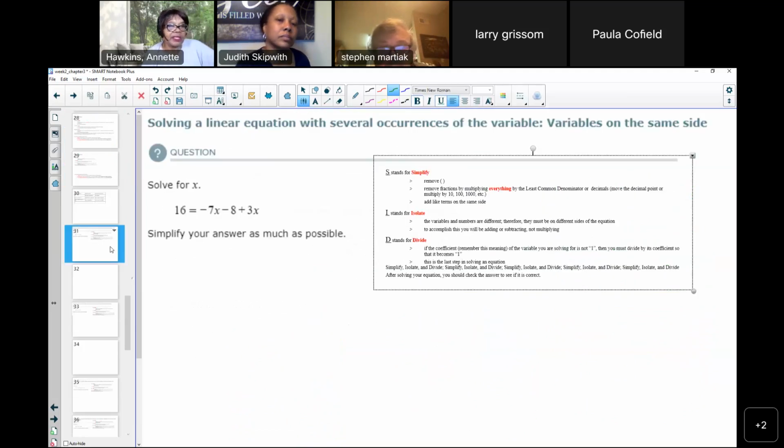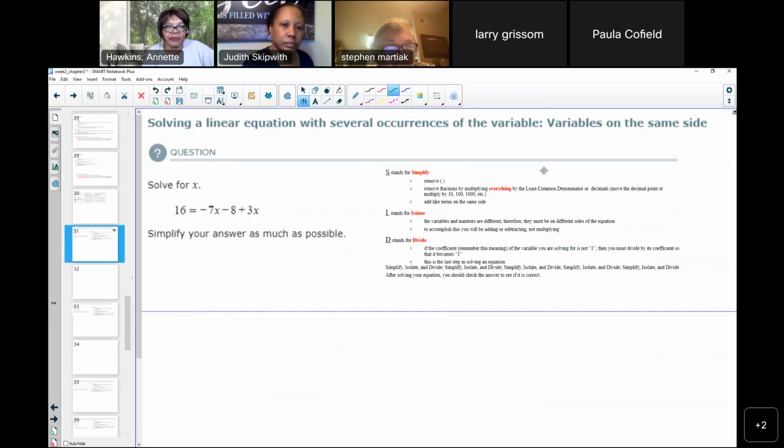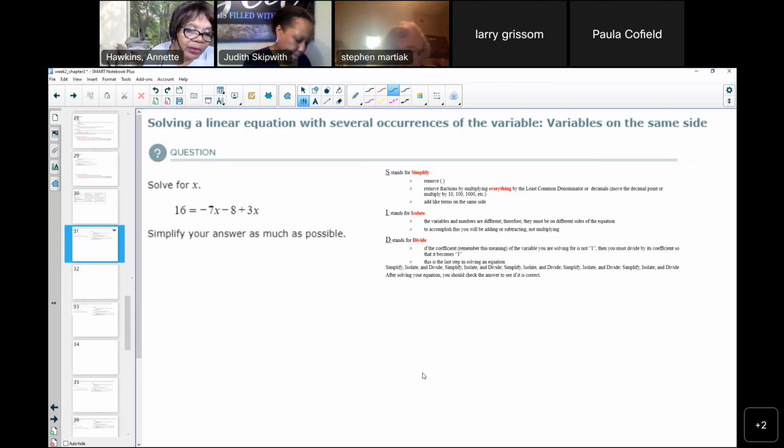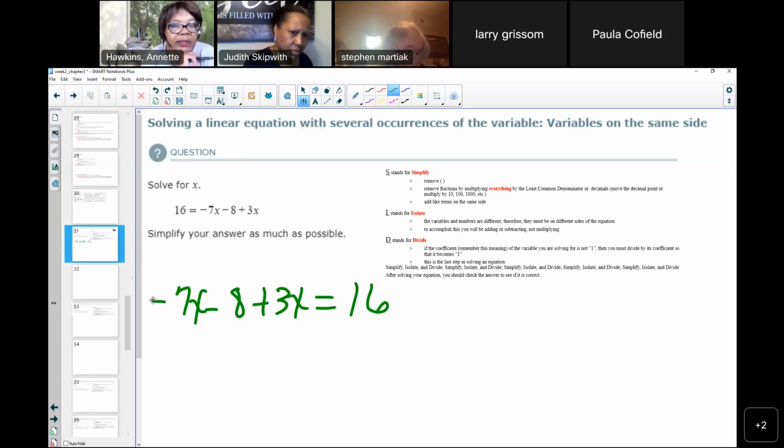So this is our first equation: 16 equals -7x minus 8 plus 3x. Now, some students like to have the variables on the left-hand side. They just feel more comfortable with that. You can do that because an equation is like a scale, and with a scale, we can turn it around. So if that makes you feel better, let's turn this scale around. All right, are we okay with that?